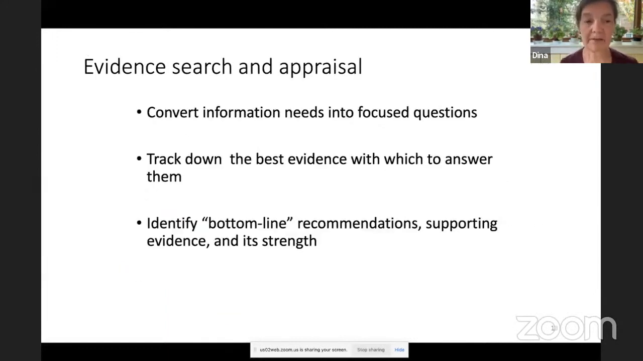So they had these three bullets that describe what the physician should do to support their decisions with the latest evidence. Convert information need into a focused question, track down the best evidence with which to answer them, and then identify the bottom line recommendations supporting evidence and its strengths.